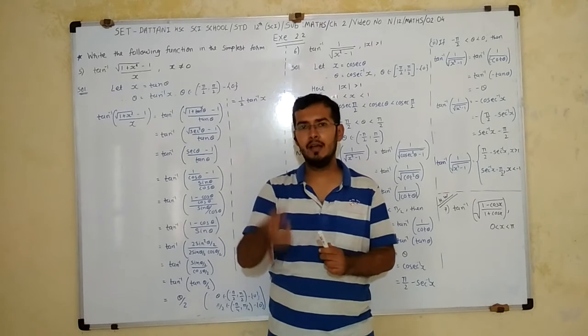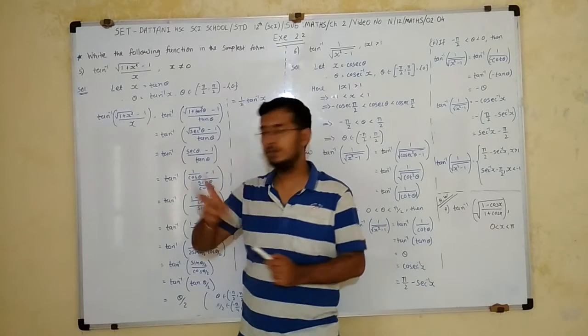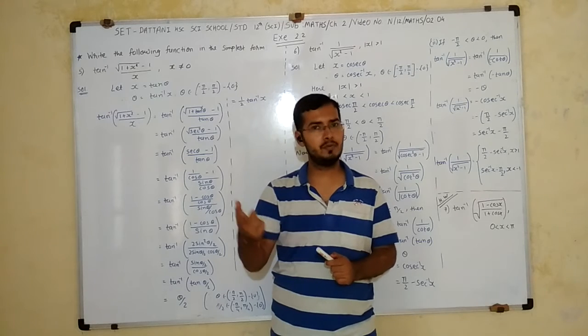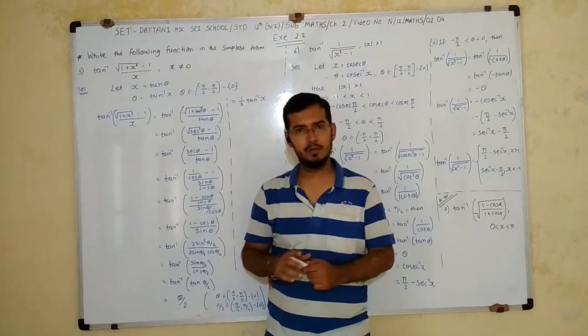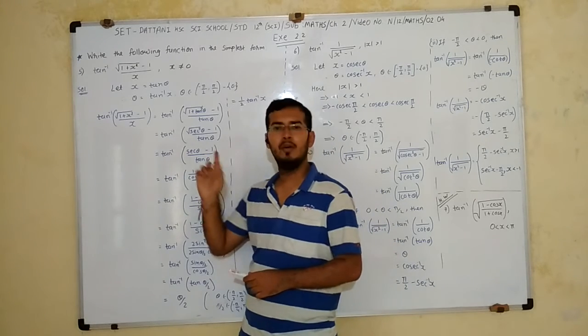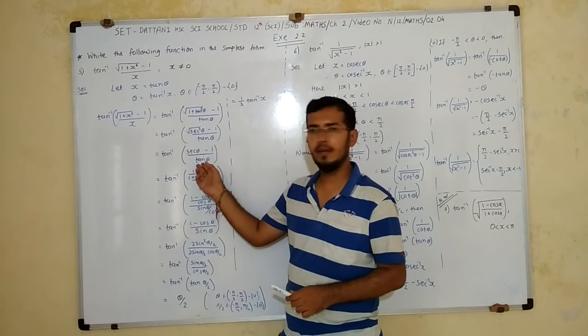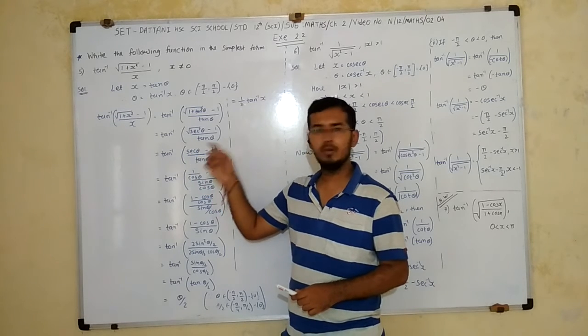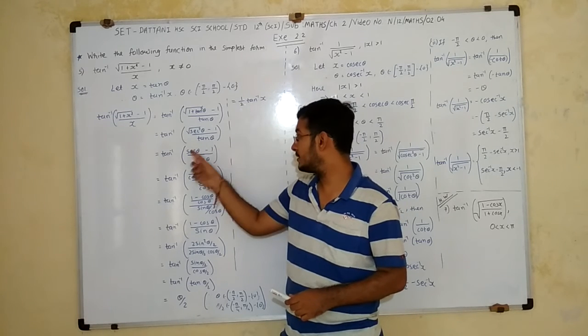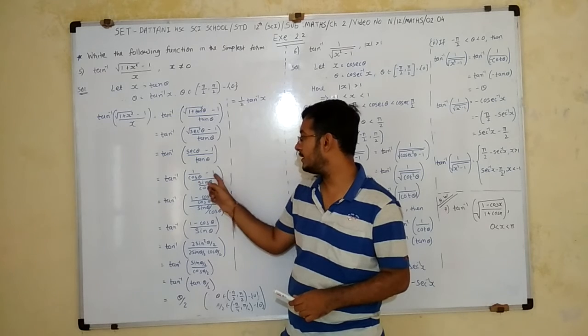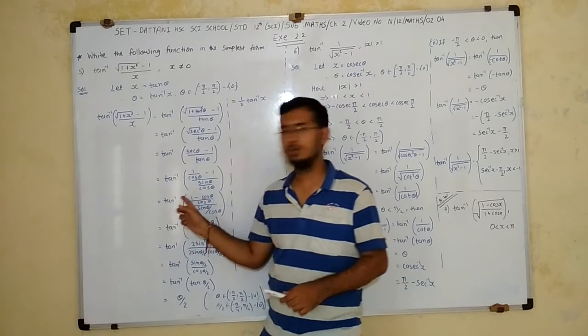In these, sec theta is positive in both quadrants, the first quadrant as well as the fourth quadrant. That's why I take only positive. Sec theta minus 1 upon tan. Now I convert into sin cos form. So sec theta becomes 1 upon cos minus 1, and then sin by cos.